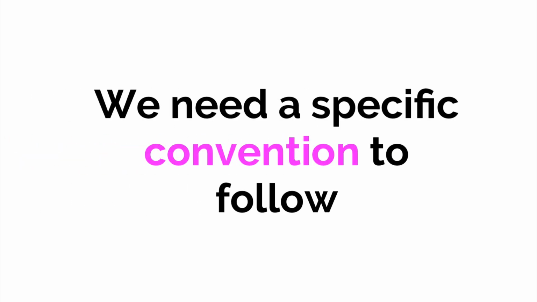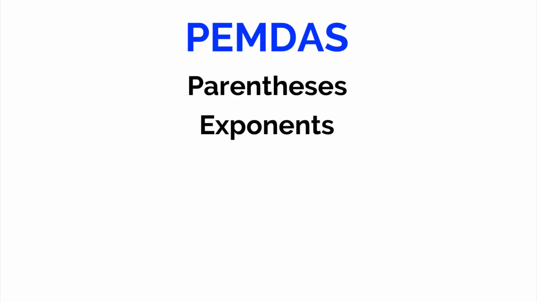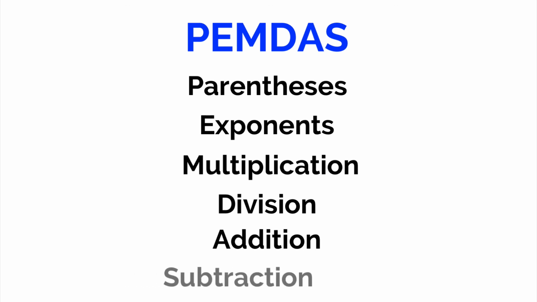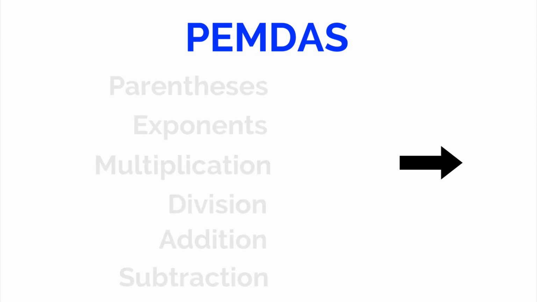Since it's arbitrary where to start, we have come up with a convention that we all follow to get the same answer. This convention for the correct order of operations is called PEMDAS. It stands for parentheses, exponents, multiplication, division, addition, and subtraction. This tells us the order that we do things from left to right.